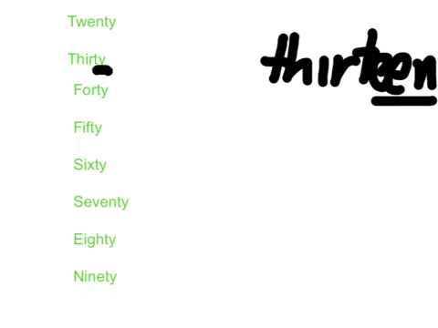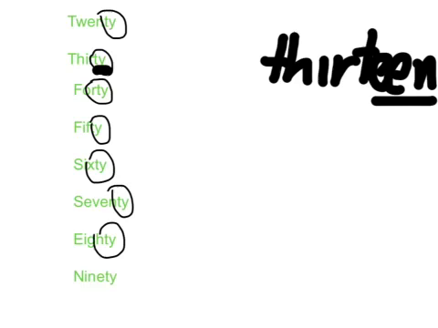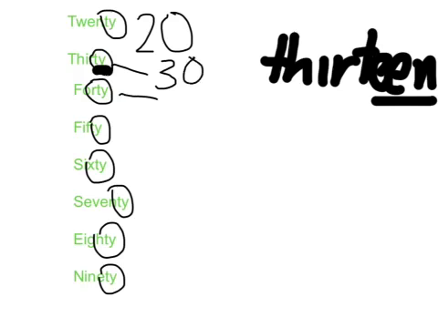Okay, when something ends in T, Y, "ty," we know that it means a number ending in 0. So when it's twenty, it's 20. When it's thirty, it's 30. When it's forty, it's 40, so it's 4 tens. When it's fifty, it's 50.